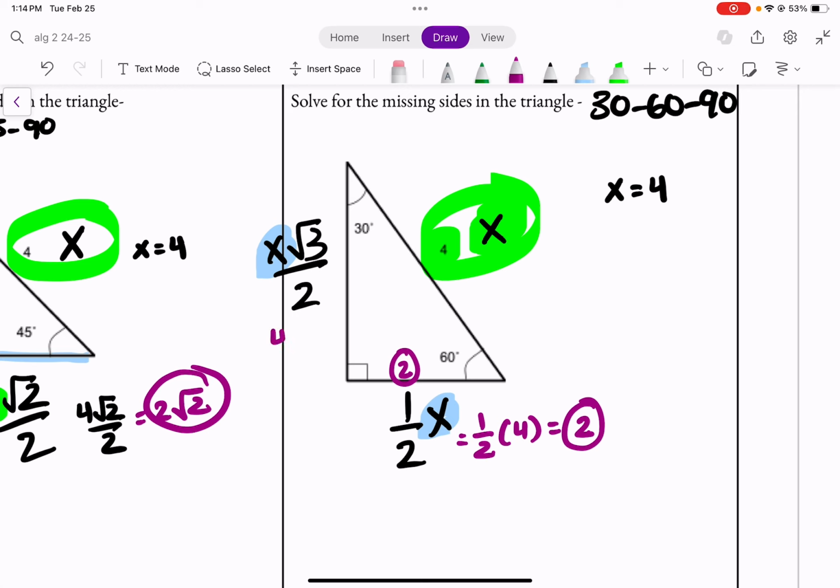Here, I'm just going to plug in 4. And then again, I can simplify. 4 divided by 2 is 2. So 2 square root of 3. And so this missing side is 2 square root of 3, and the bottom is 2.